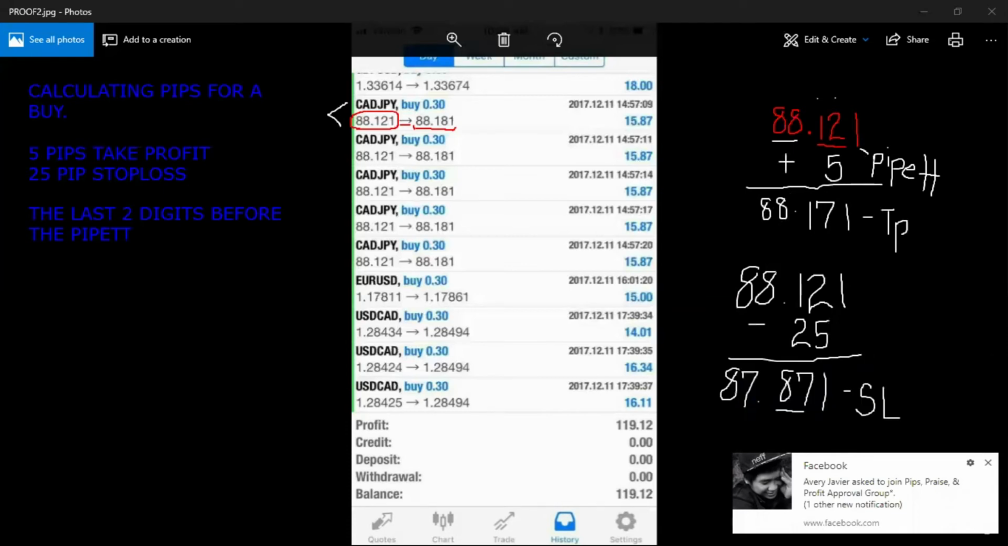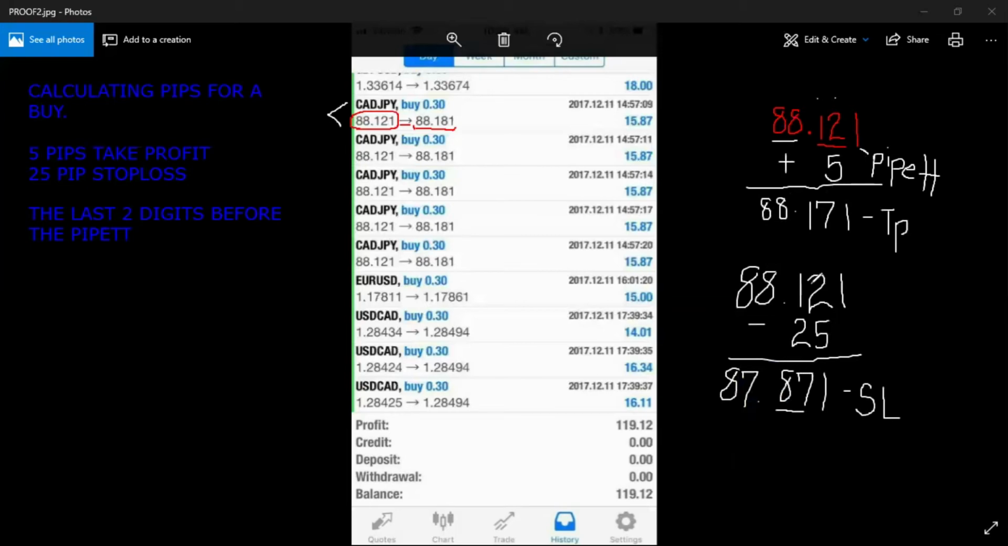Now, the stop loss, subtract 25, because when you're in a buy, you want the market to go up, right? The market has to go up for you to get your profit. So that means your take profit should be higher than your entry price. So if you want the market to go up to hit your take profit, that means for it to hit your stop loss, it has to go down, which means your stop loss should be lower than your entry price. Okay?